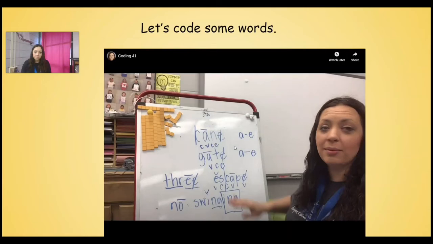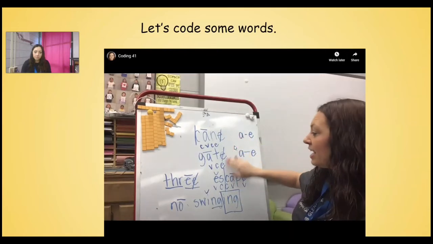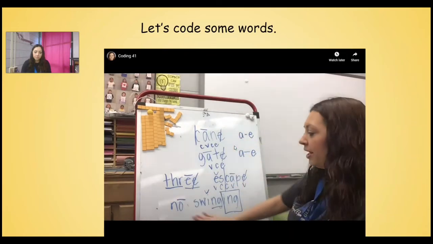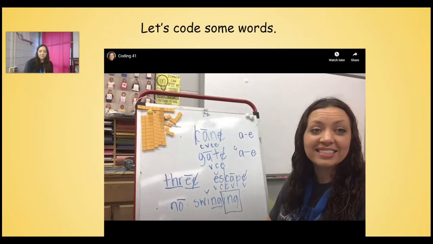So let's read those words one more time. I have cane, gate, escape, and no swinging. All right, you guys did an awesome job.